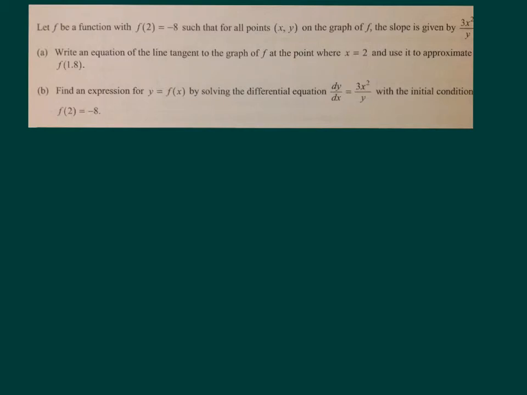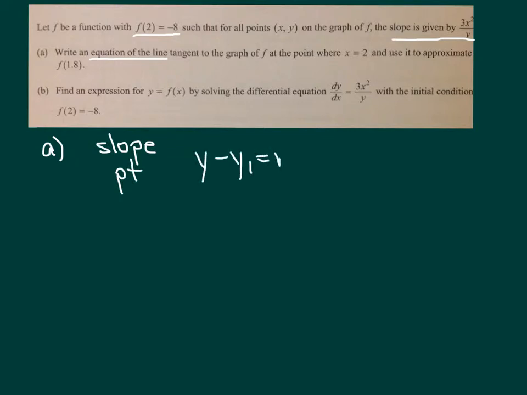Okay, well here's our second non-calculator question. So looking at this problem, we'll notice that first of all, you're given a point, x is 2, y is -8, and then you're given the slope, so you're given a differential equation. And part A says write an equation of a line. Well, you know that whenever you're asked to write an equation of a line, you need a slope and you need a point, because you're going to use the point-slope form, y minus y sub 1 equals m times the quantity x minus x sub 1 to write your equation of the line.